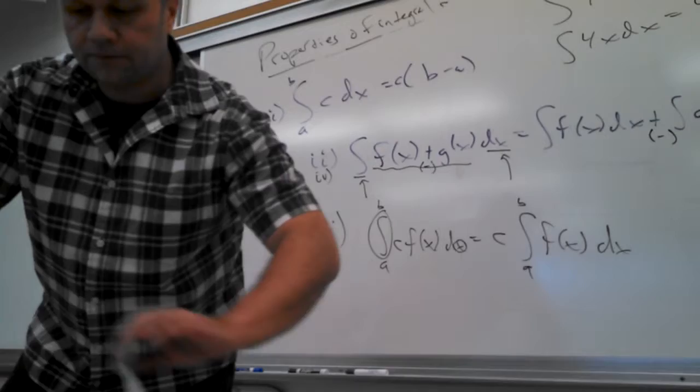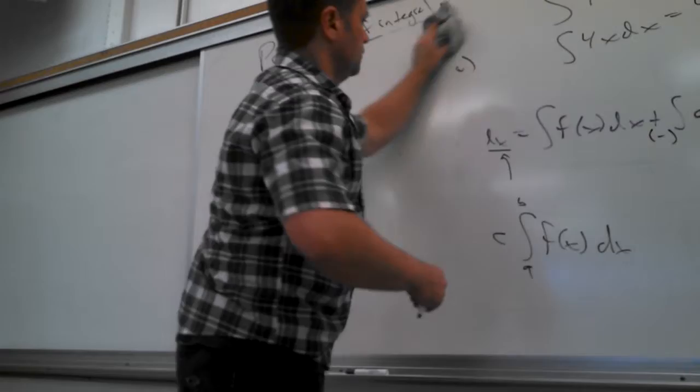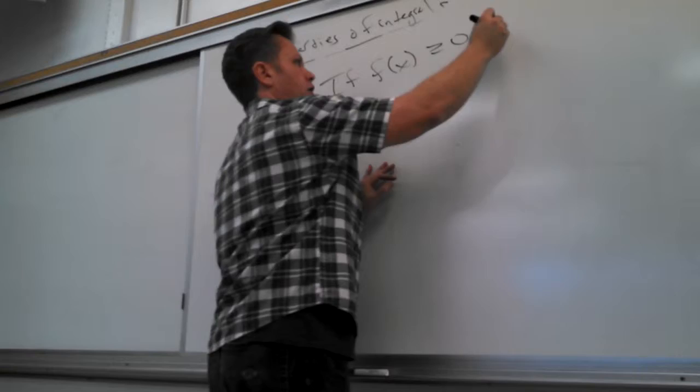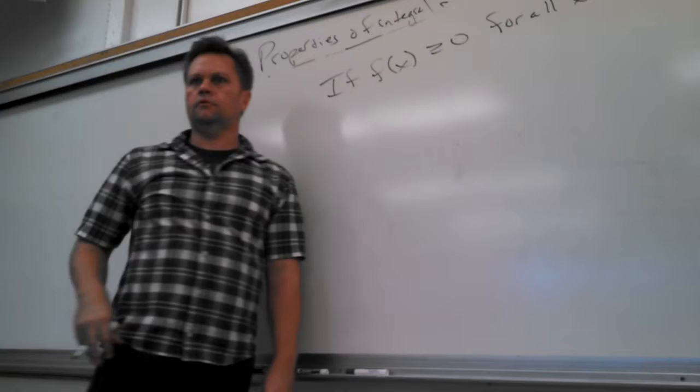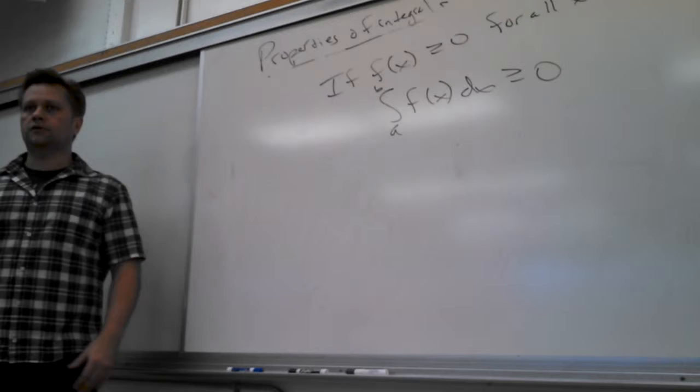Oh, well, all right. So there are some other properties that are not as interesting, but we can go over them. These are all in the book anyway. So there are some comparison properties. If a function is greater than 0 for all x in a to b, so if it's positive from a to b, then the integral of that function from a to b better be bigger than or equal to 0. You guys with me?